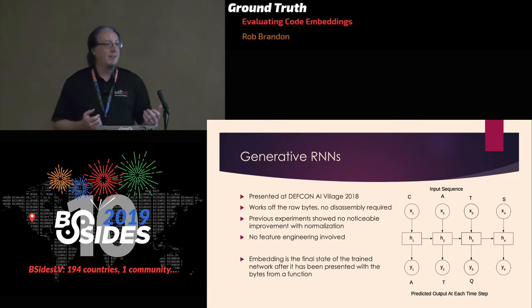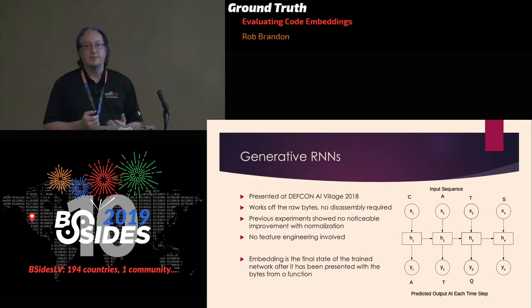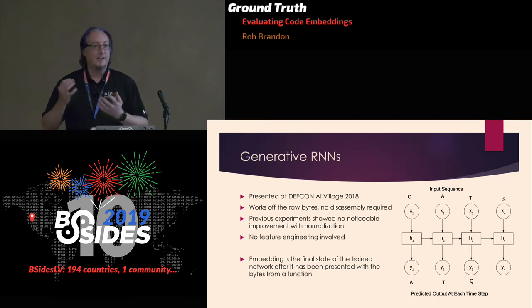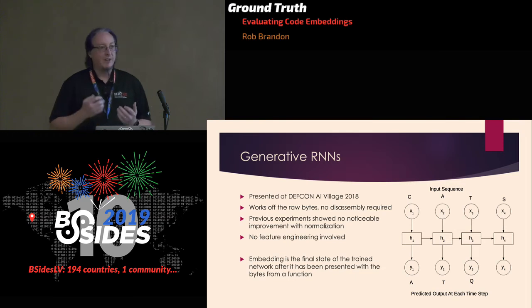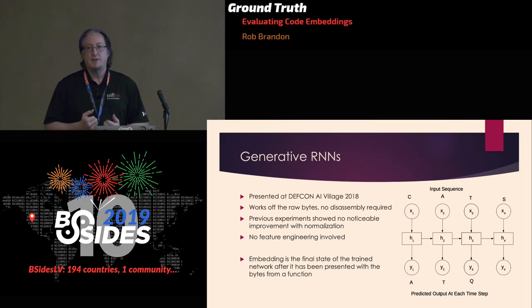So what you do with these embeddings is take your trained network, show it a sequence of bytes from the function, and at the end of that sequence, you just take the state of the network, and that's your embedding. The embedding is basically what information the network found useful in order to predict each byte in that function.